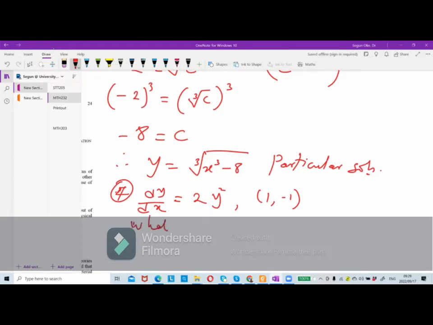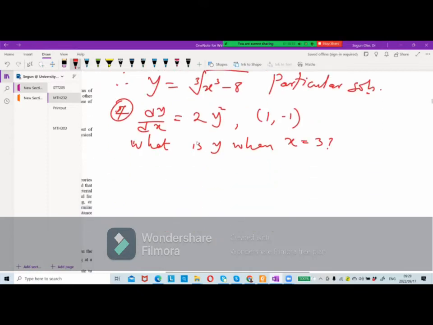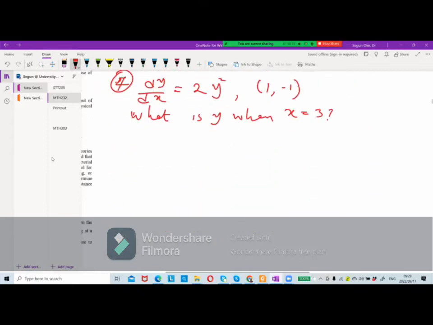So what is y when x is equal to 3? You have to solve this one on your own. What is y when x is equal to 3? When you have a question like this, how do you solve it? So let's go to number 5, initial value problem.